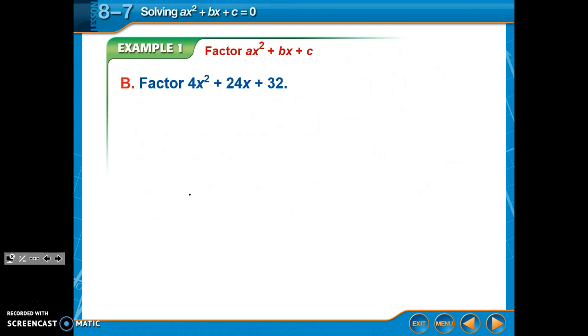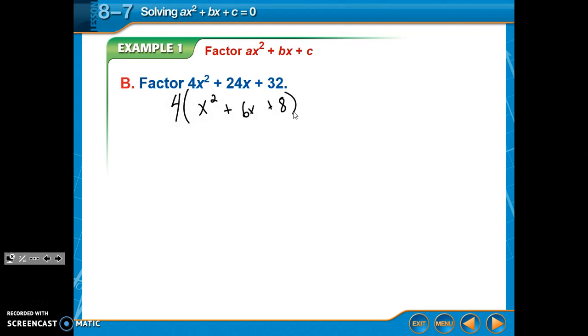Okay, so this one, remember, we always want to pull out the GCF first. So we're looking to see if there's a greatest common factor. So 4, 24, and 32. They're all divisible by 4. So my first step is always going to be pull out the greatest common factor. So if I pull out 4, I'm left with x squared plus 6x plus 8.